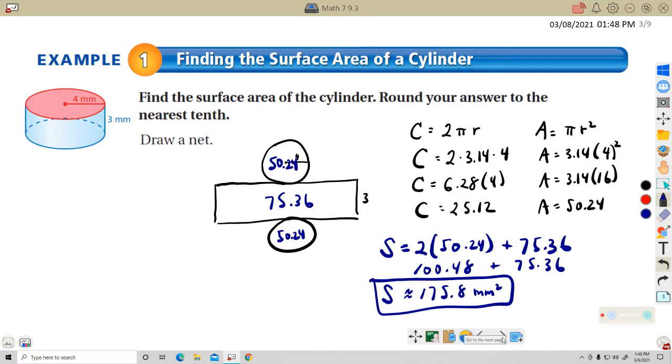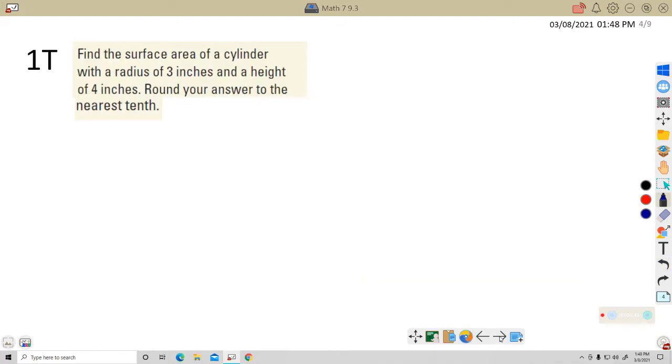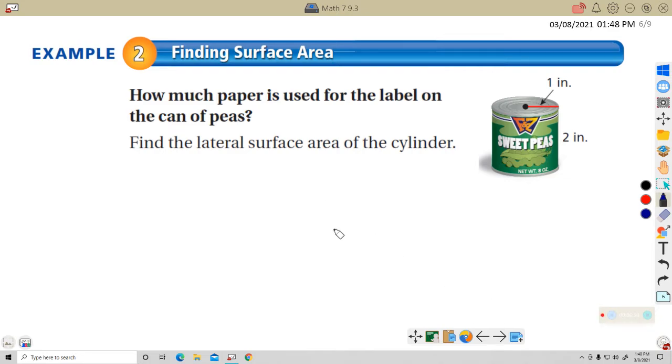I know these are kind of involved, but I'd like you to at least give this one a try. The surface area of a cylinder with a radius of 3 inches and a height of 4 inches. Go through all those steps, see what you get. Now for this one, look at this question. How much paper is used on the label of the can of peas? All we want to do is find the lateral surface area. So basically we're trying to find that big rectangle. We don't have to do the area of the top and bottom, so this one's a little bit easier.